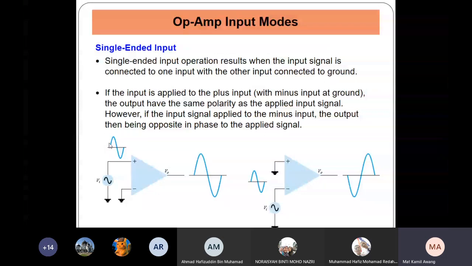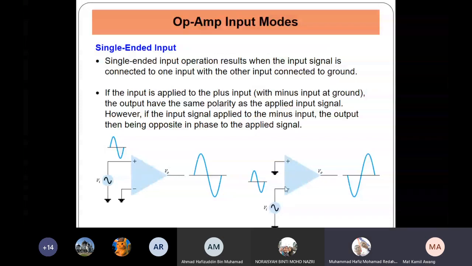Okay, these are all in phase. If it's positive, the output is also positive, but it's amplified. And if the input is negative, the output is also negative, but also amplified. So this is actually a non-inverting amplifier. And this is the inverting, where you ground the positive terminal and the input signal is from the negative terminal.